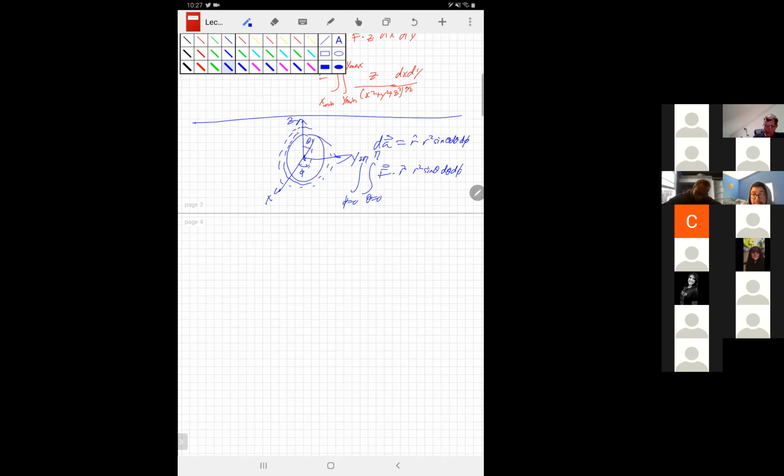And because sine theta d theta is d of cosine theta (up to a sign), it is often convenient to write this as the integral from phi equals 0 to 2 pi, cosine theta equals -1 to +1, of f dot r hat r squared d cosine theta d phi. Any questions?